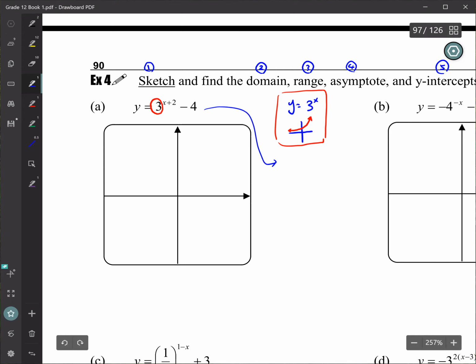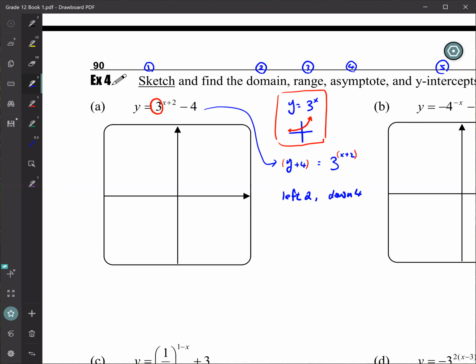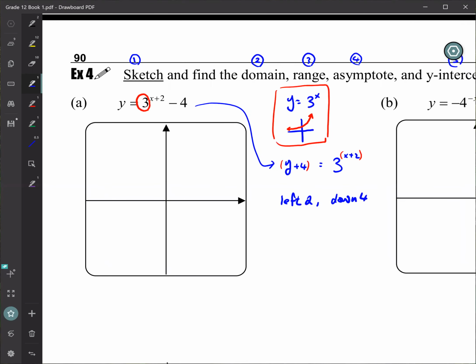We can change this to story form, right? Y plus 4, 3 to the x plus 2, right? Remember, if you have adding, it means going left or down, right? If it's subtracting, then it'll be right or up. So this one is both adding, right? So we have moving to the left. Okay, we can write this down. Left 2, down 4. Okay, so we need to apply this story to the basic.